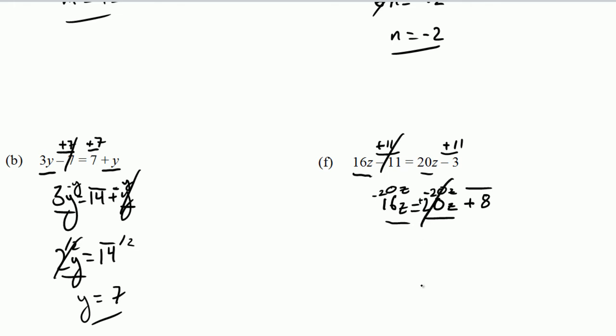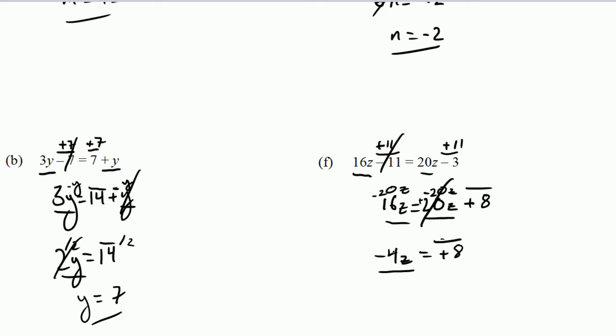Okay, so that gets cancelled again. 16z minus 20z. Well, 16 minus 20 is negative 4. So we should get negative 4z equals plus 8. And now we have all the terms with the letters on one side, and all the terms just with the numbers on the other side.